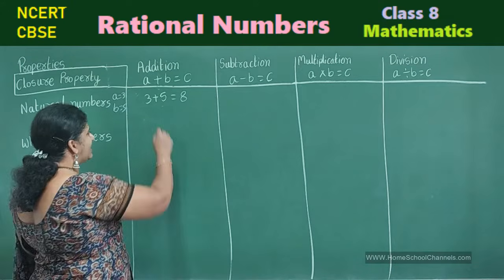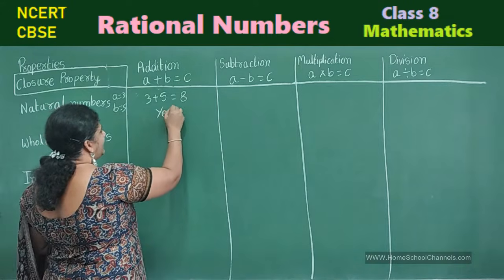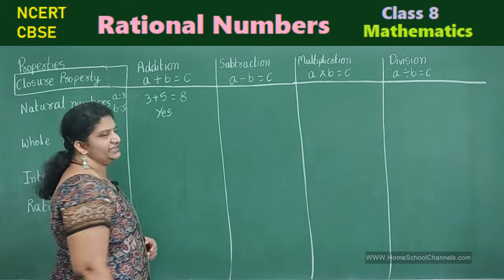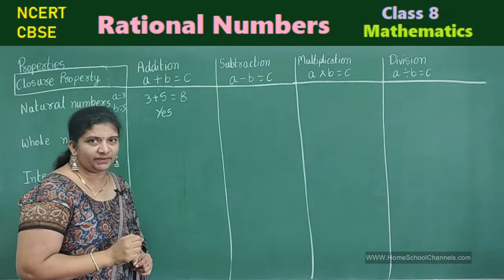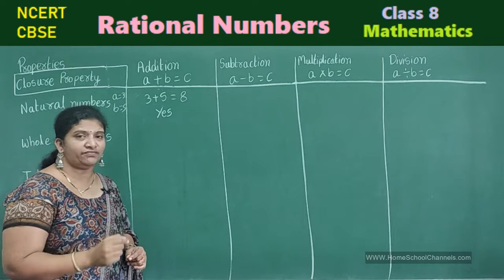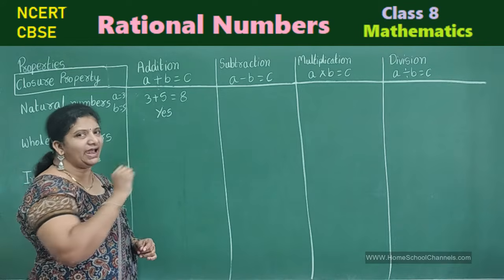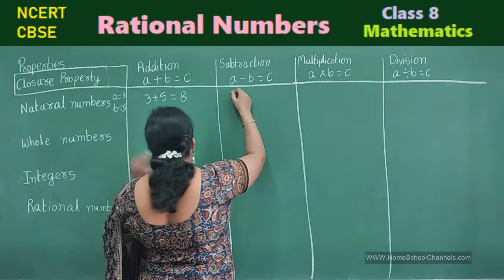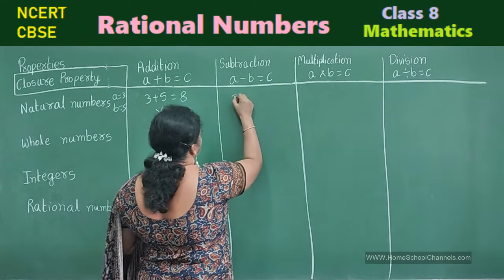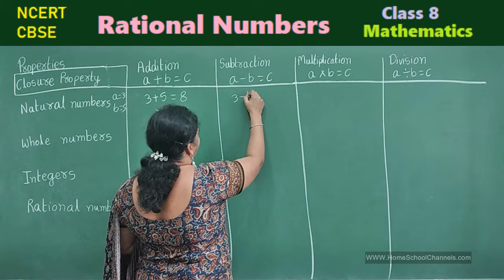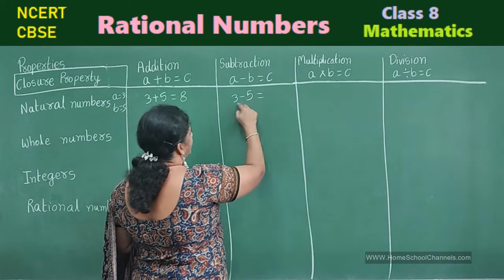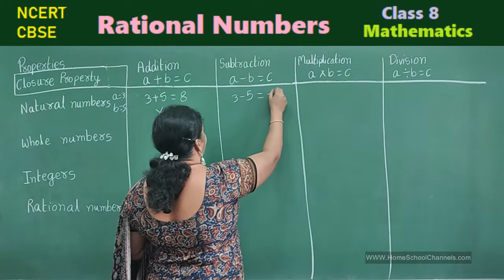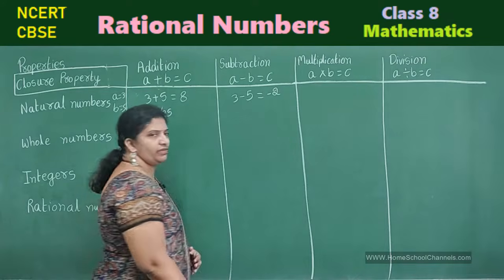So what you can say? Yes, it is closed under addition. Closure property is satisfied for natural numbers under addition. Next, under subtraction, same A and B value. Substitute in this 3 minus 5. What is 3 minus 5? It will be minus 2.